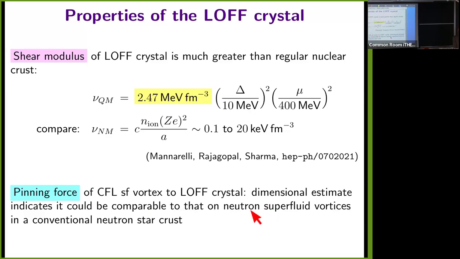And the rough estimate was that the pinning force, so how much a vortex is pinned to one particular place in the crystal, was similar to that in a conventional neutron star crust, but that was just a dimensional estimate, so I don't want to emphasize it too much. So the difference between nu QM and nu MS is the difference between electromagnetic and the strong interaction, is it?